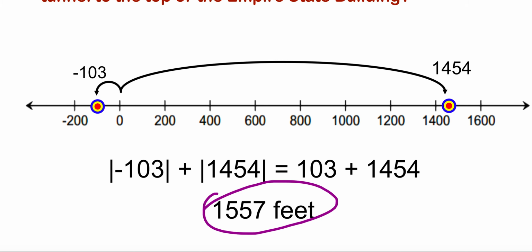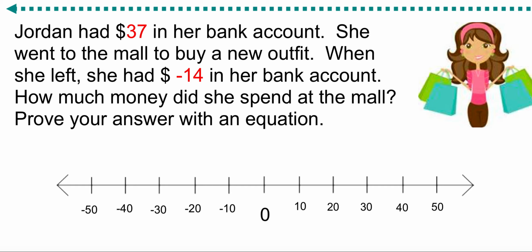Okay, now let's practice this. Jordan had $37 in her bank account. She went to the mall to buy a new outfit. When she left, she had negative $14 in her bank account. How much money did she spend at the mall? Prove your answer with an equation.